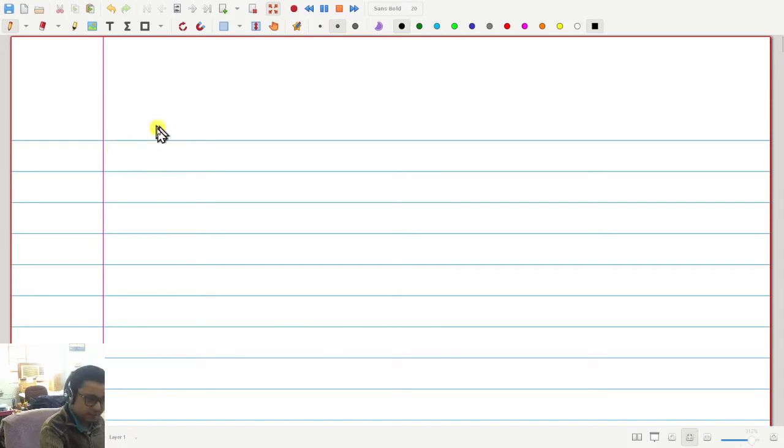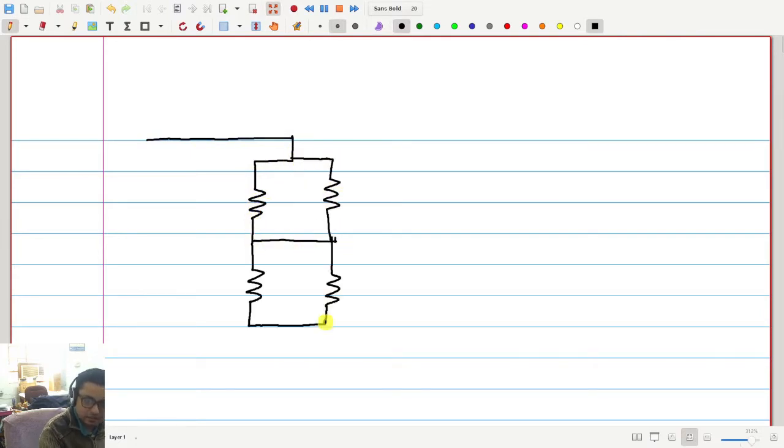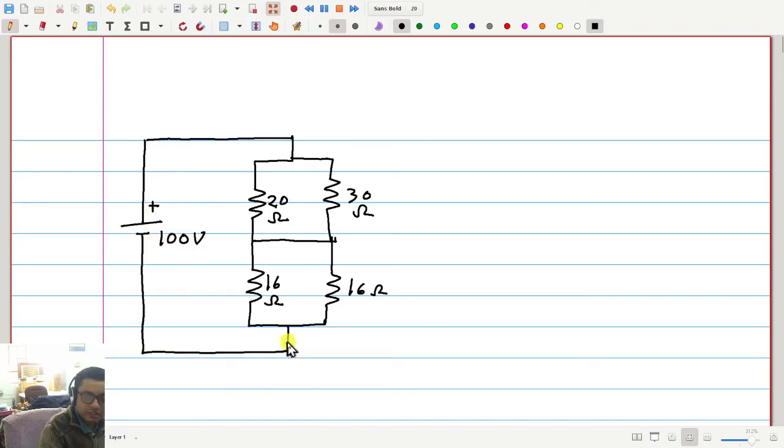So let us start with a small problem. The problem is as follows. We have a number of resistances connected like this, and the values are 20 ohm, 30 ohm, 16 ohm, and then there is a voltage source. Let this be 100 volt. The question is, solve this circuit.